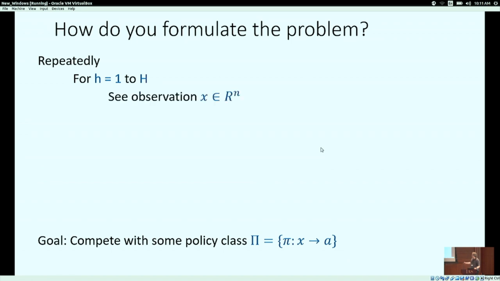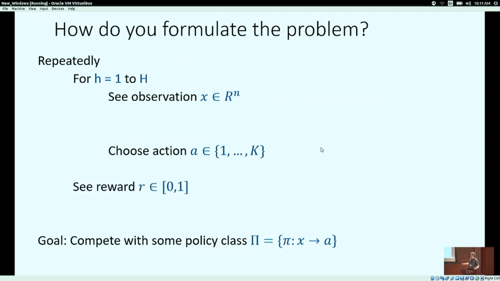And then we're going to see some observation X, which is in some high dimensional space. And then we're going to choose some action A. So we have discrete actions, and then we're going to see some reward at the end. This isn't telling you the full formal model, but let me tell you a little bit more about what I'm thinking about.